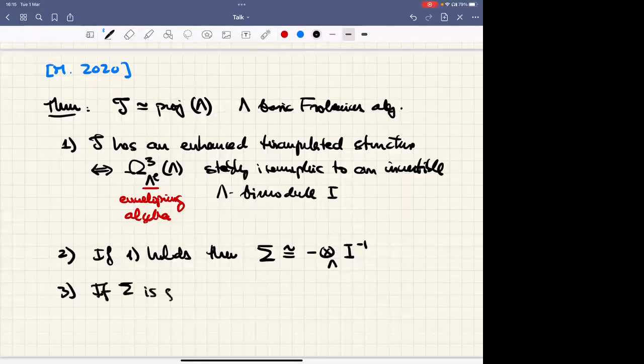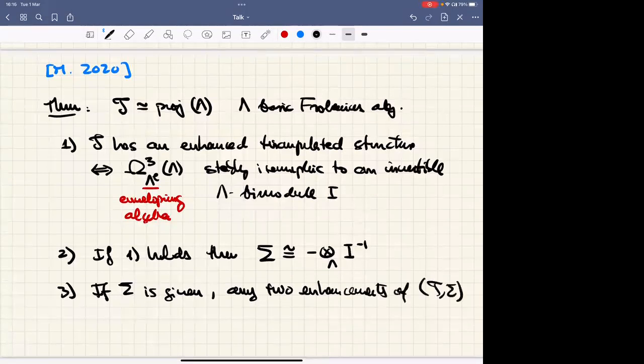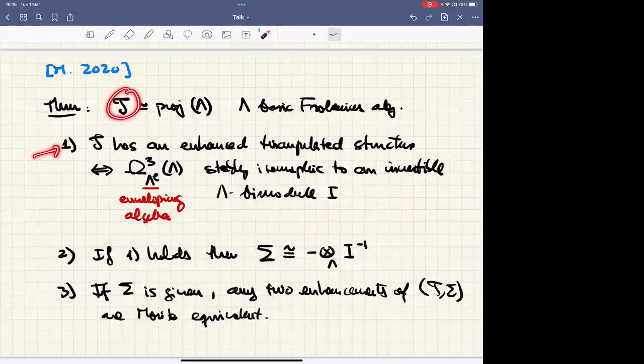And then once we have fixed sigma, if sigma is given, any two enhancements of the pair T, sigma are Morita equivalent. So we characterize when such a finite category T has an enhanced triangulated structure. We characterize which are the possible suspension factors. And once we fix one suspension factor, the enhancement is essentially unique up to Morita equivalence.